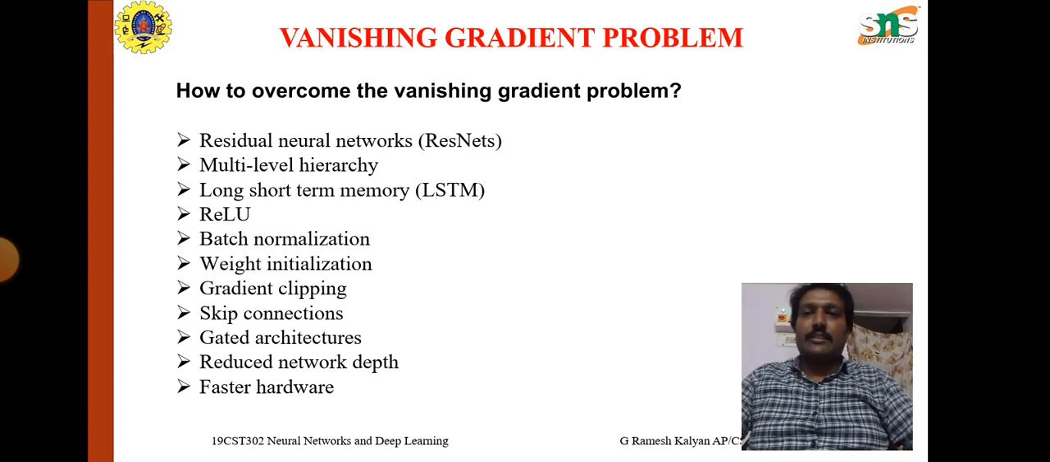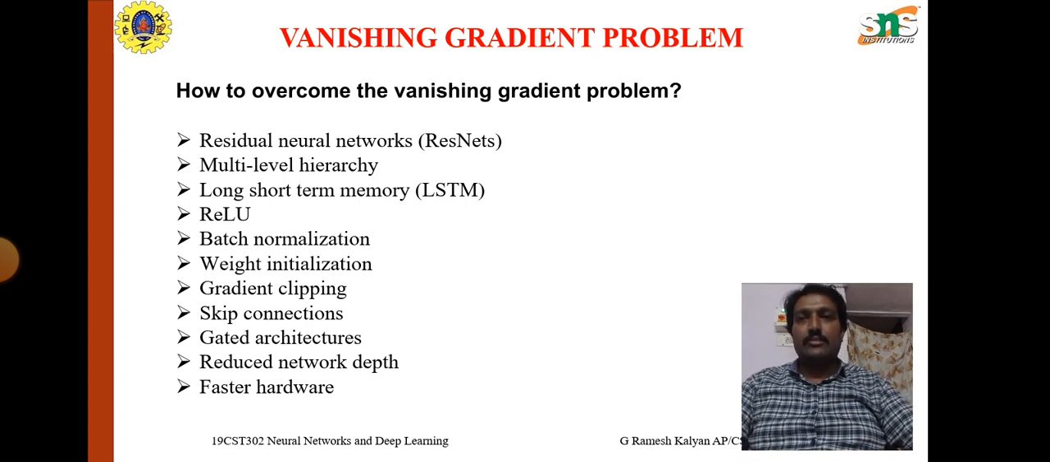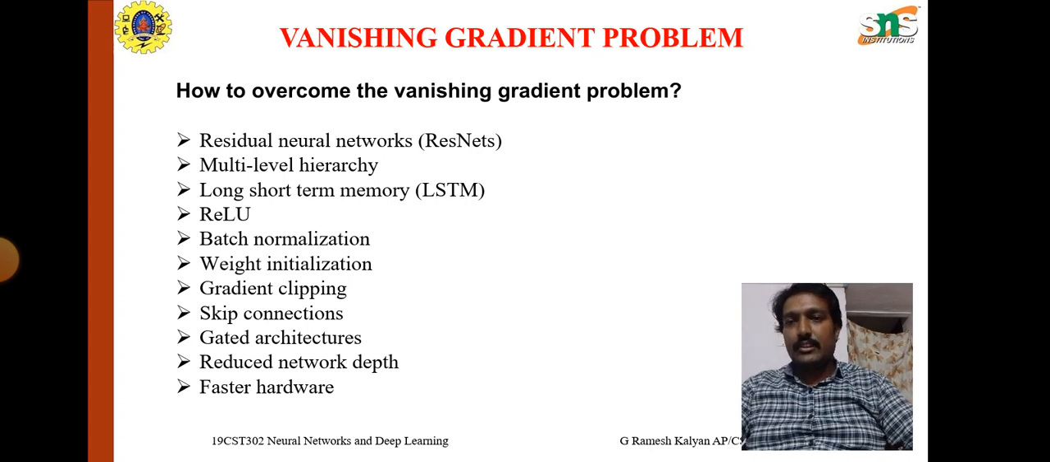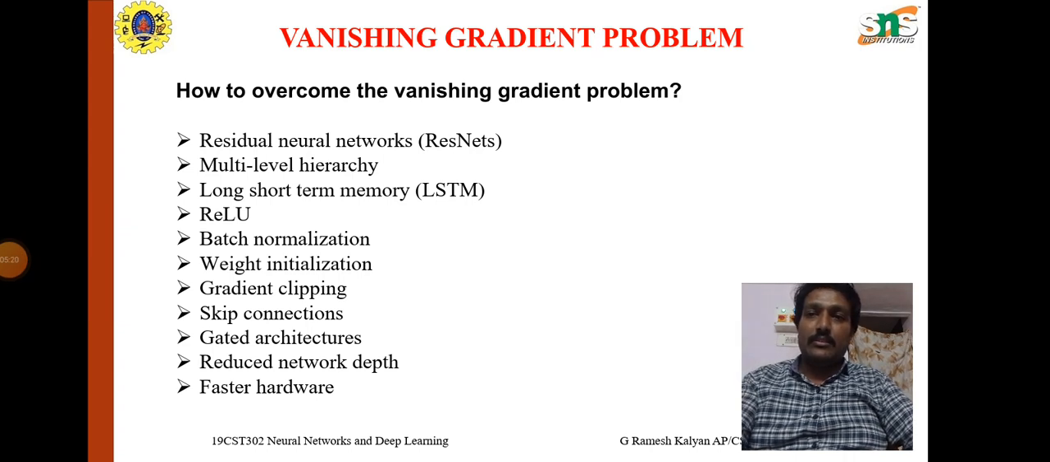So how do we overcome this vanishing gradient problem? There are several ways. The first one is using residual neural networks, ResNets. Second is multi-level hierarchy. Third is long short-term memory, LSTM. Fourth is ReLU, that is rectified linear units, and the next one is batch normalization. Other ways include weight initialization, gradient clipping, skip connections, gate architecture, reduced network depth, and faster hardware. So these are some of the ways by which vanishing gradient problem can be overcome.